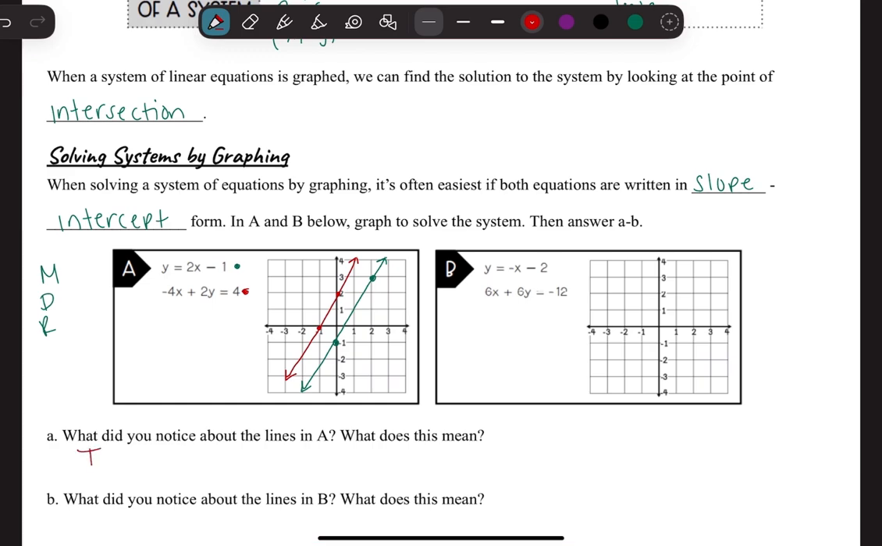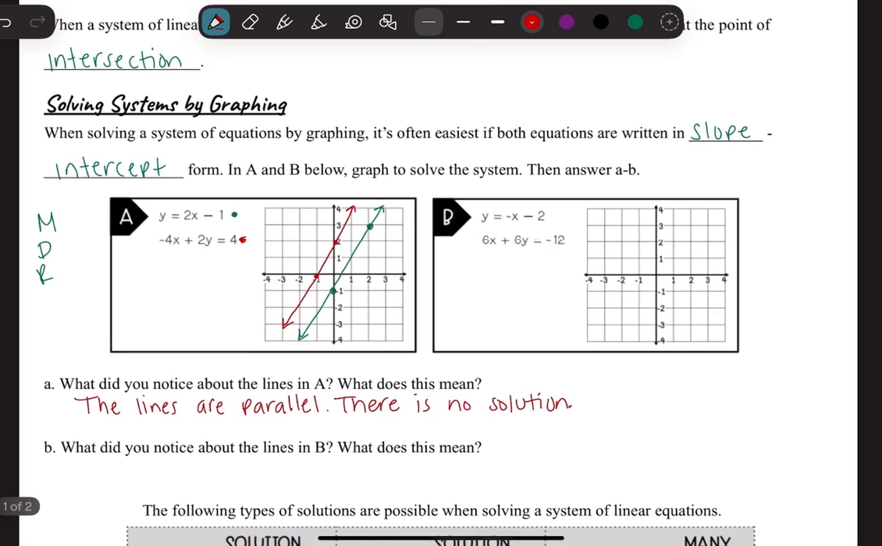So down here, when it says, what did you notice about the lines? What did you notice about the lines in A? What does that mean? We notice that the lines are parallel and that there's no solution.